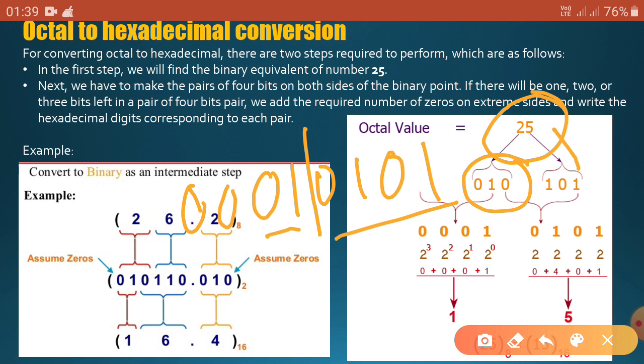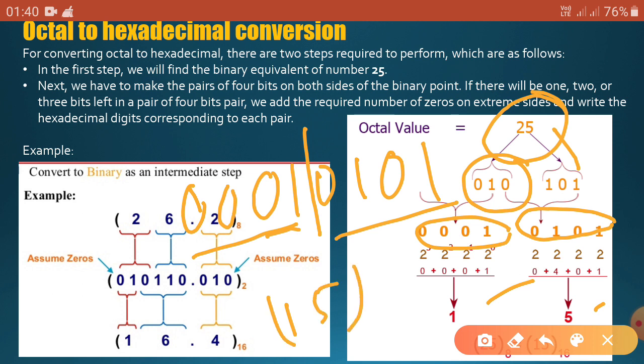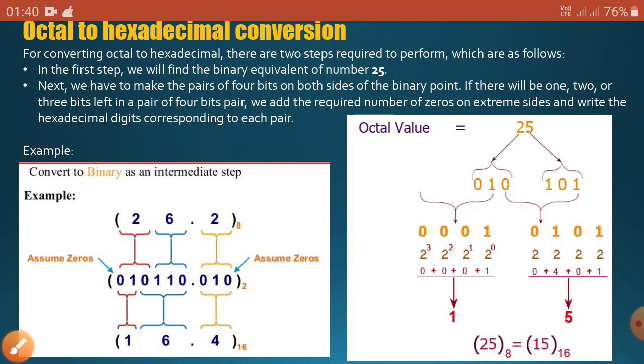Because we have to add the required number of zeros on the extreme sides, that means the left side, to make it a group of 4 bits. So here one group is 0001, another group is 0101. So 0101 is 5 in hexadecimal, and 0001 is 1 in hexadecimal. So it gives us 15 in the hexadecimal number system. Got it? Okay, look at it very carefully.